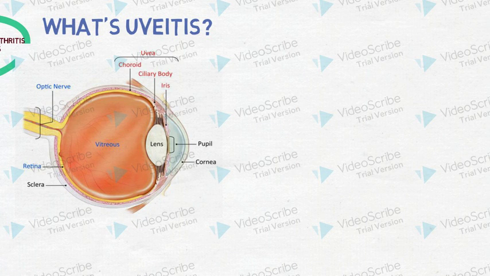Intermediate uveitis, where the main site of inflammation is pars plana and vitreous. Posterior uveitis, where the main site of inflammation is choroid plus or minus retina. Panuveitis, where the inflammation can occur throughout all layers of uveal tract. Anterior uveitis is the main type of uveitis in JIA.